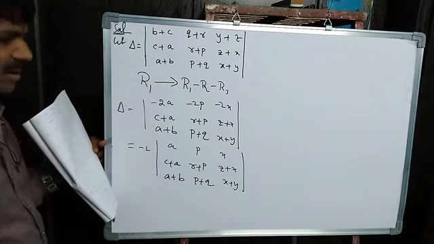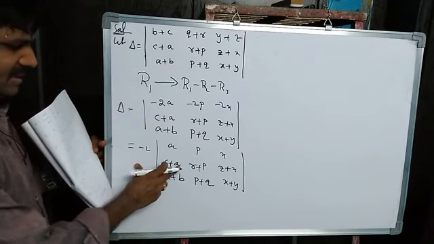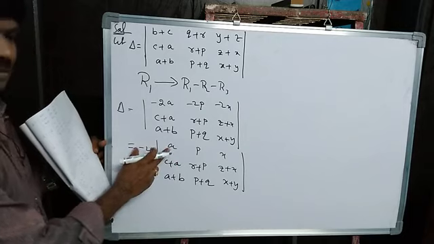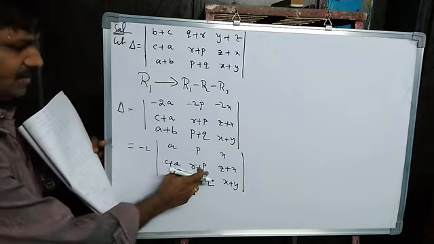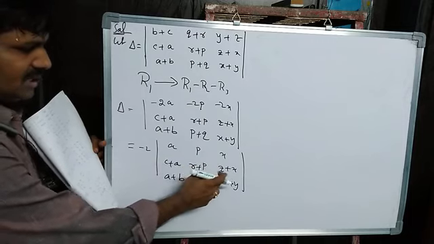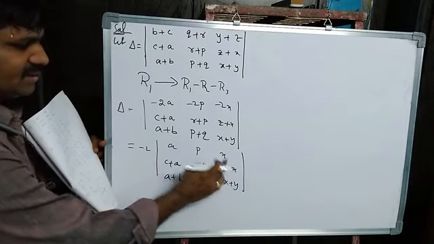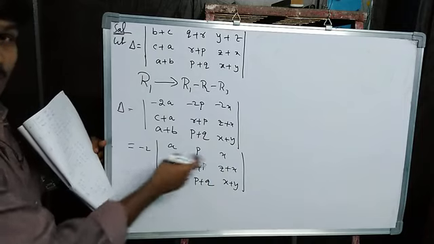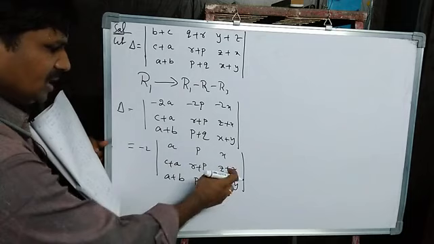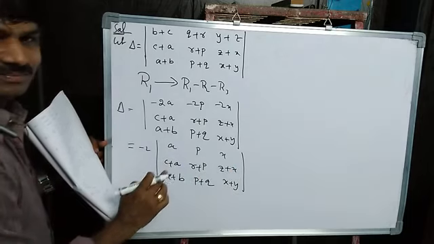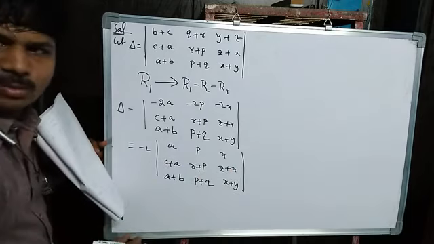Which operation do we have to apply here? Just observe. C plus A, subtract this element A: C plus A minus A, A gets cancelled, C will remain. Here R plus P minus P, P cancels, R. Z plus X minus X, X cancels, Z. That means what I am doing here? R2 we have to change. R2 changes to R2 minus R1.